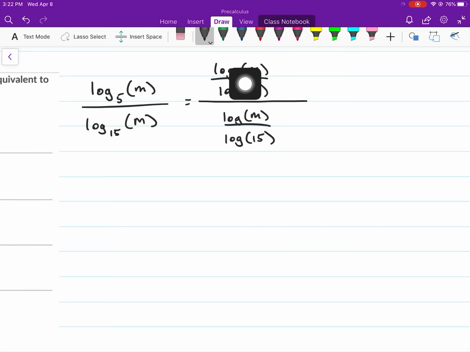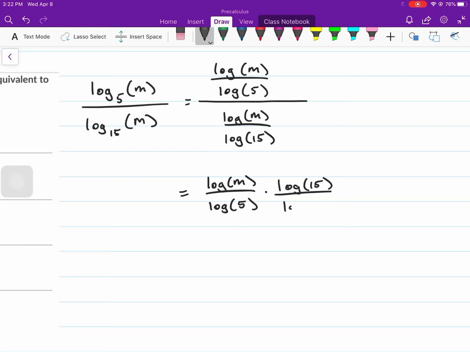So what do we do in this case? So we have a fraction over a fraction. Well, let's take the bottom fraction. We're going to flip and multiply it. So this is going to equal log of m over log of 5 times log of 15 over log of m. Same thing, we're multiplying, so we're able to cancel these out, and we're going to be left with log of 15 over log of 5.